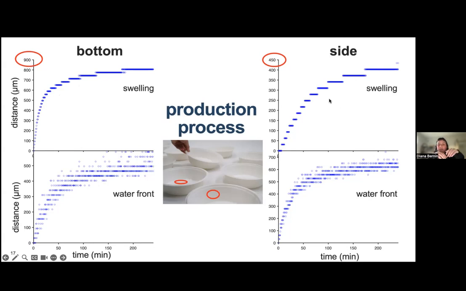Maybe it's because the fibers get oriented when you press it into this form, or that the different pressures give a different porosity in these different regions. We don't know, but that's one of the questions we are looking into currently.